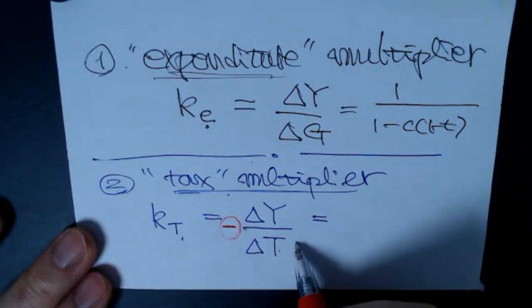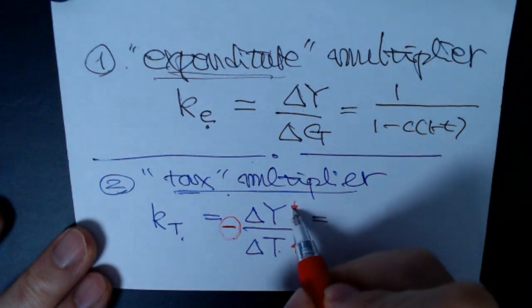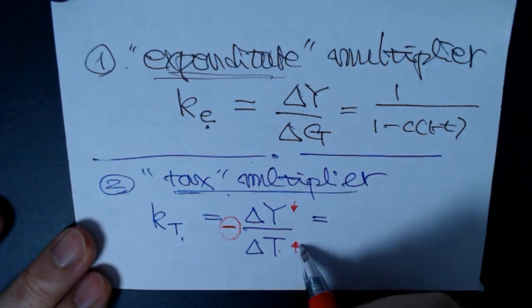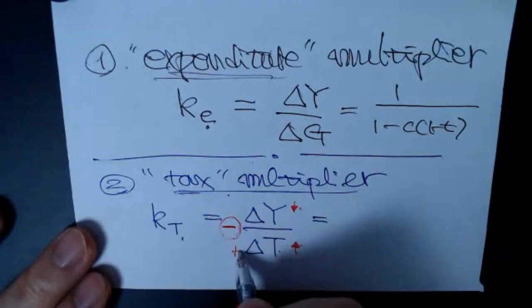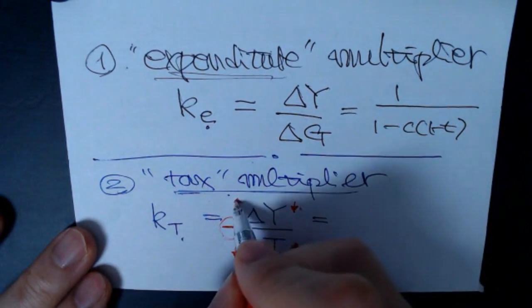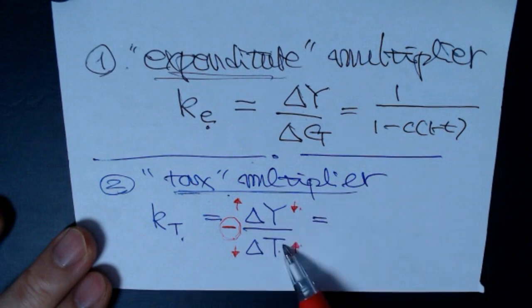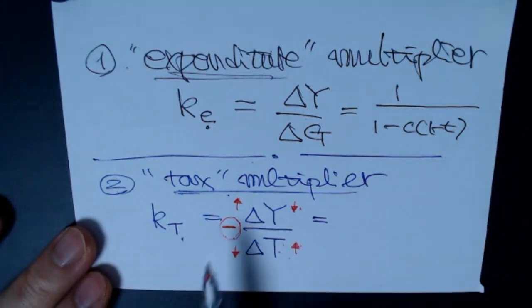Because when tax increases, people have less income, and national output has a negative impact, right? So tax increases, output decreases. When tax decreases, people have more income to spend, so the national output increases. So these two always move in opposite directions. That's why we need a negative sign in front.